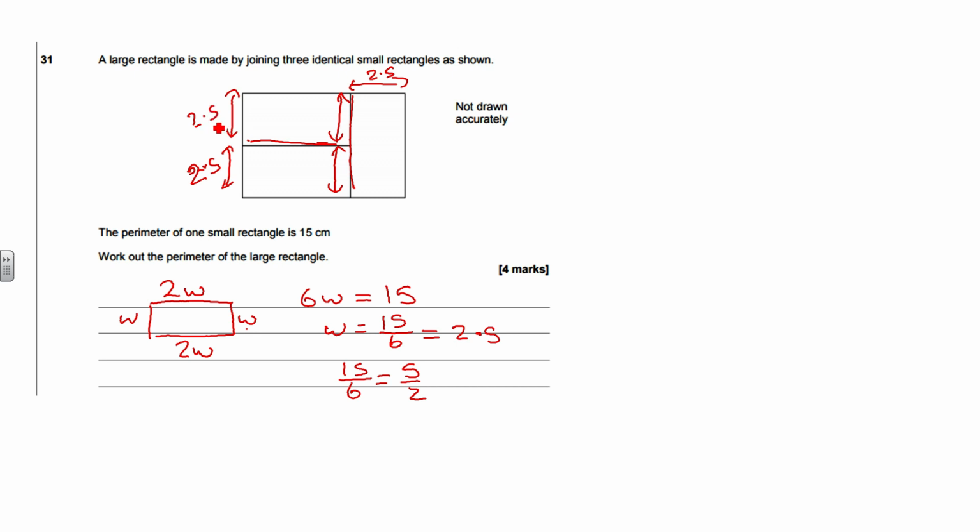And because each width is 2.5, and I can see quite clearly that 2.5 and 2.5 here makes 5 there, 5 there, and 5 there. So if we look, going round, I've got 5, 10, 15, 20 for those two, and 25 for those two. So 25 centimetres is the total all the way round.